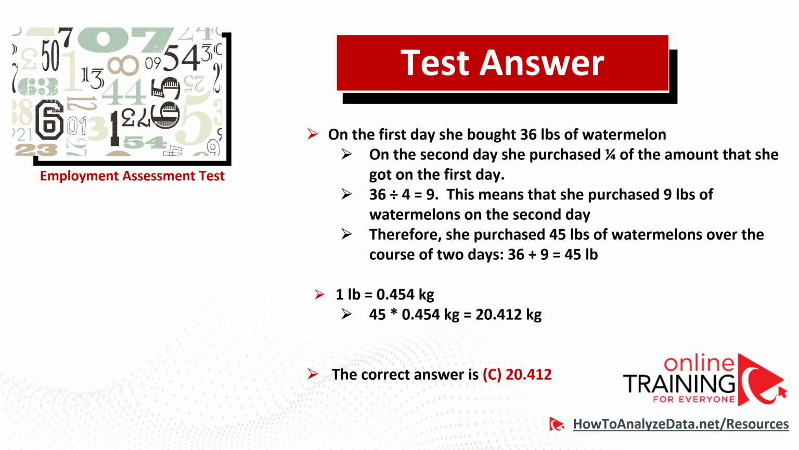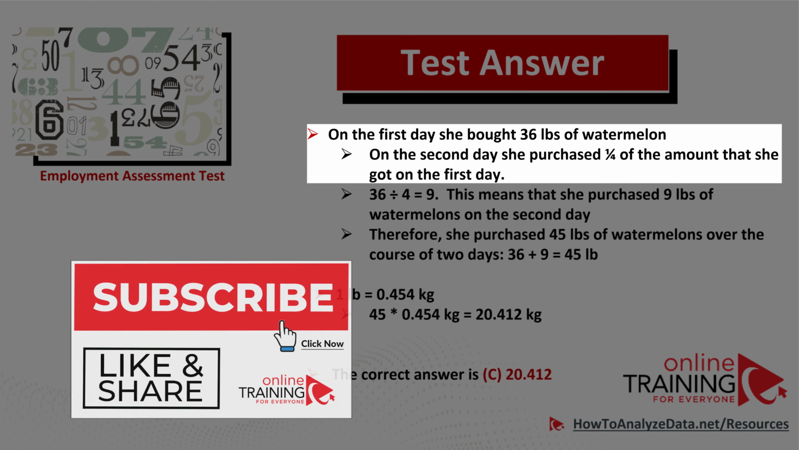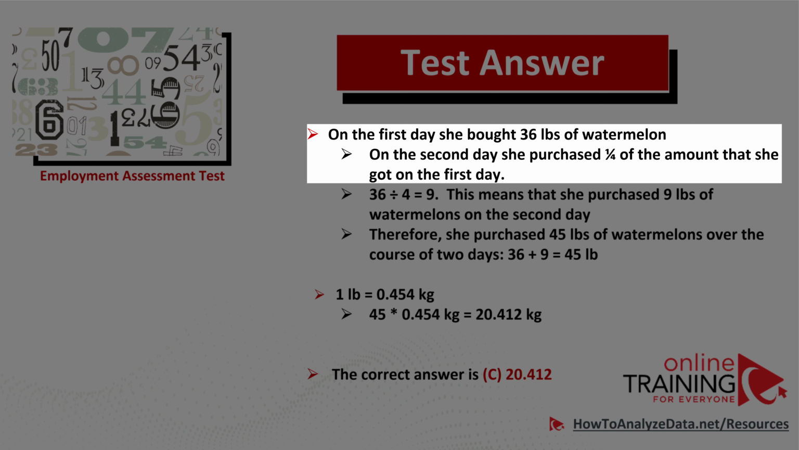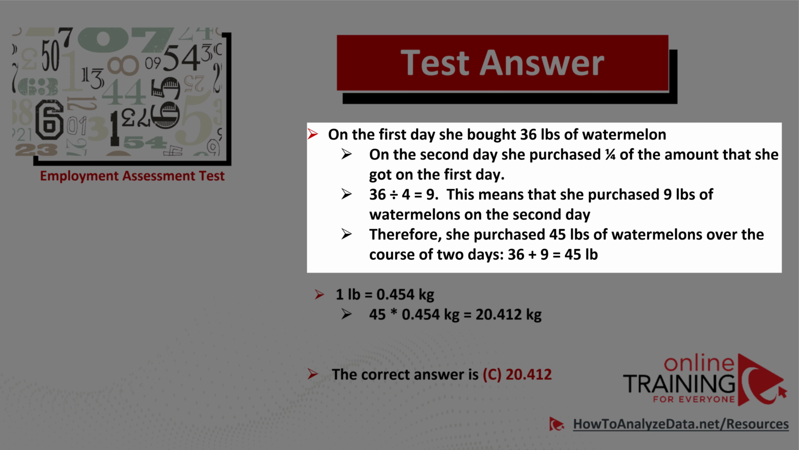We'll solve this challenge in multiple steps. On the first day, she bought 36 pounds of watermelon, and on the second day, she purchased 1/4 of that amount. So on the second day, she purchased 36 divided by 4, 9 pounds of watermelon, which means that she purchased 45 pounds of watermelon total over the course of 2 days, which is calculated as 36 plus 9 equals 45 pounds.